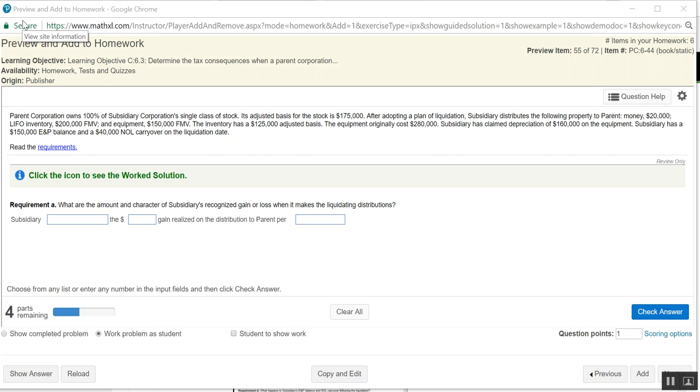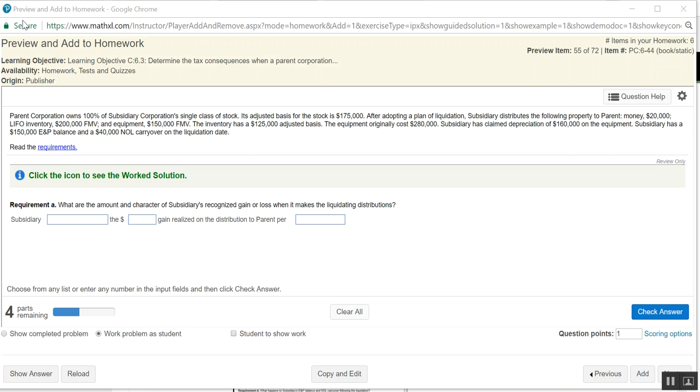Hi class, I'm going to walk you through problem 6-44, which is similar to the problem assigned to you. This is a situation where we have a parent corporation owning 100% of a subsidiary. So that should ring a bell with how we're going to treat liquidation of the subsidiary into the parent.